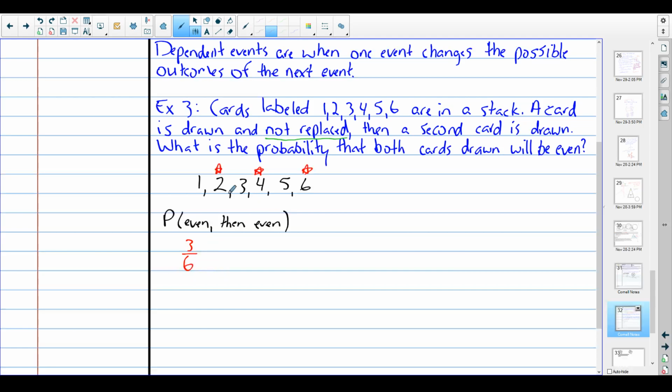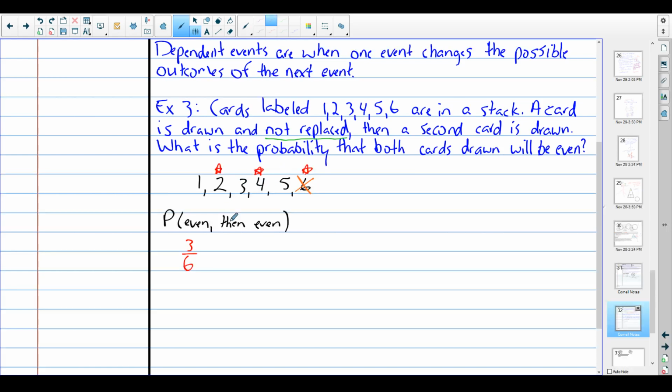The first thing is always just what can happen. But our second event, this is where it gets a little bit different because we have to assume that we picked one of the even numbers the first time. We don't know which one. We don't even really care which one it is. But let's say we picked, I don't know, 6. So if we pick 6 the first time, we cannot pick it again because we said it was not replaced. So now there's only 5 cards left in the stack, right?